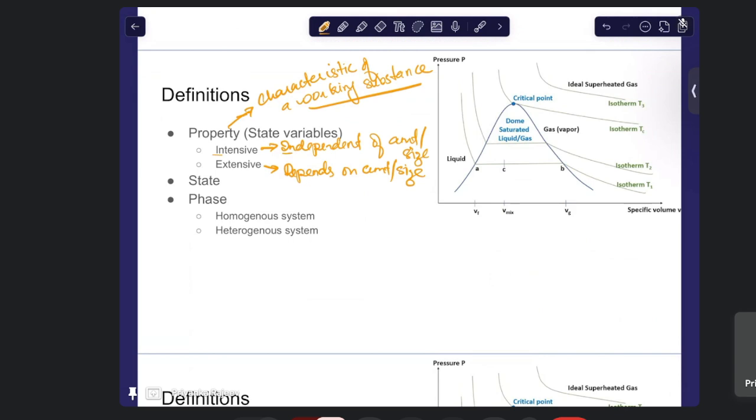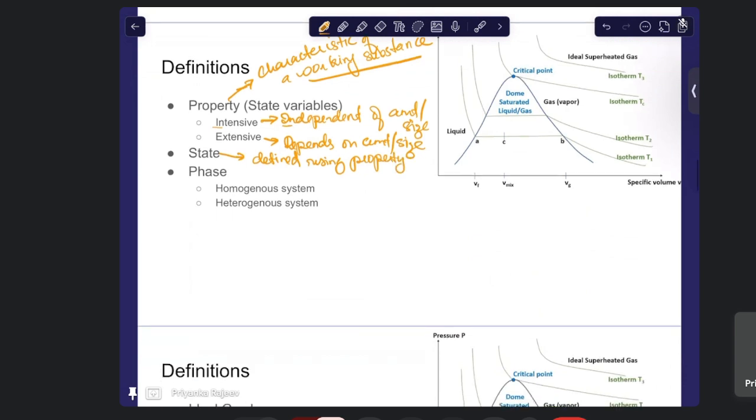And then you have state. So what is a state? State can be specified with properties. State is defined using property. So if you want to define, state means it is the condition of that working substance.